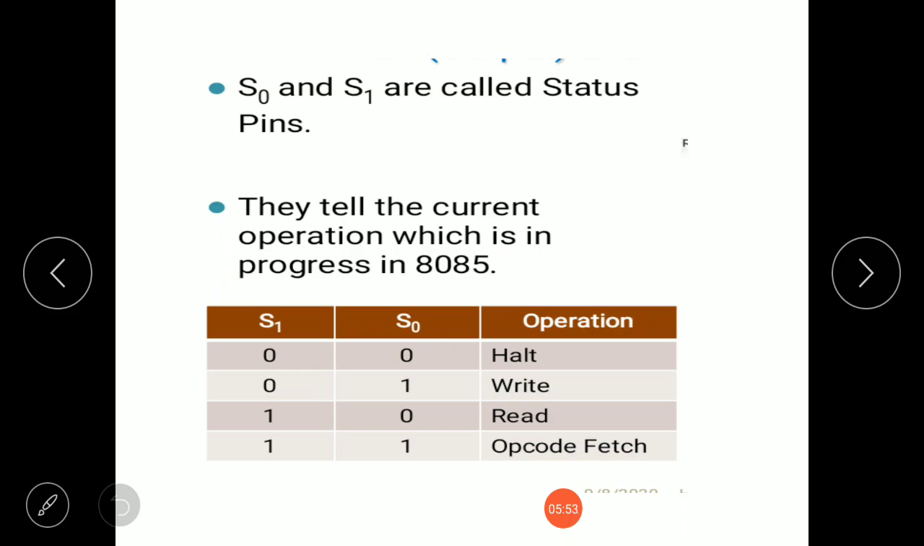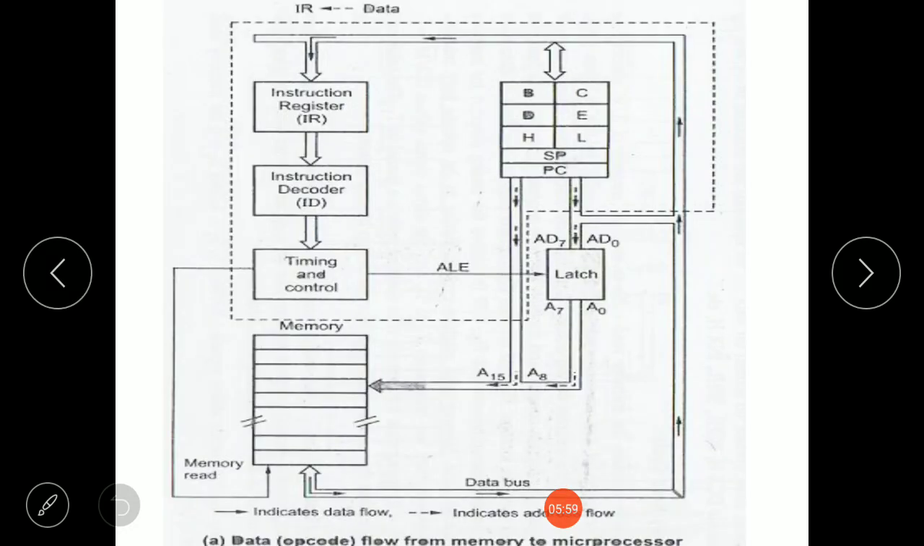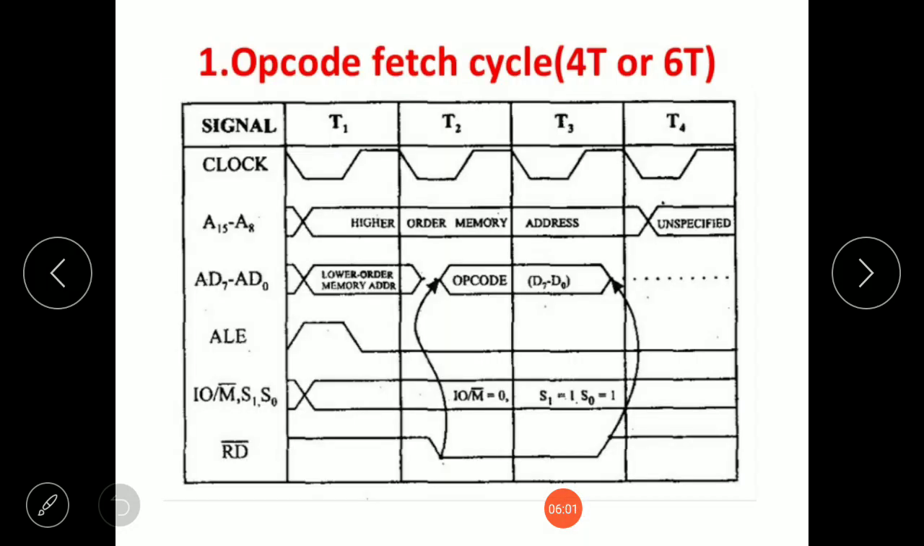So when both S0 and S1 are high, it means the opcode fetch machine cycle is being executed. For the opcode fetch machine cycle, the microprocessor makes the S0 and S1 pins both high, and it makes IO/M bar low, meaning it is activating the M bar. The address that it is going to send through the address bus is for the memory, so only memory should react to that address.